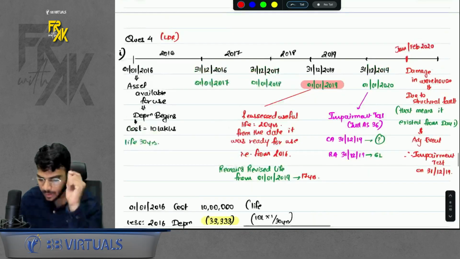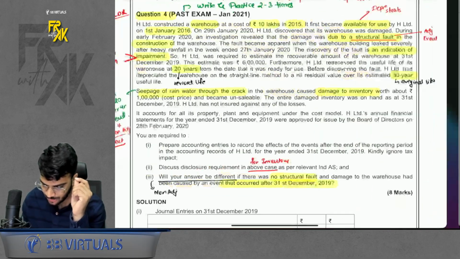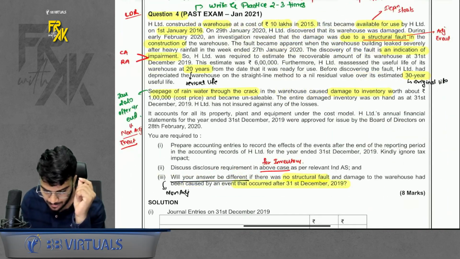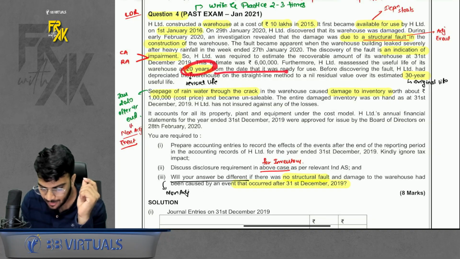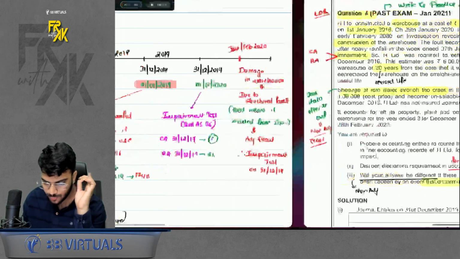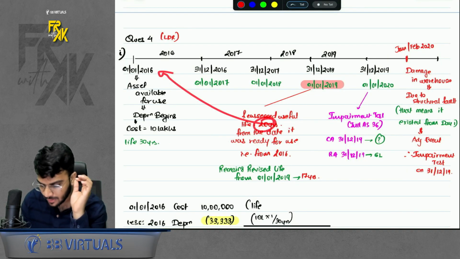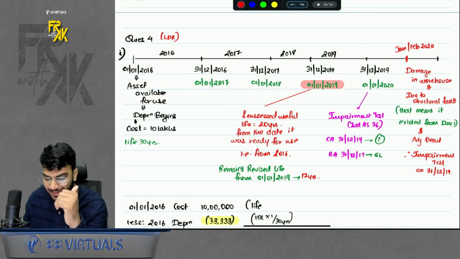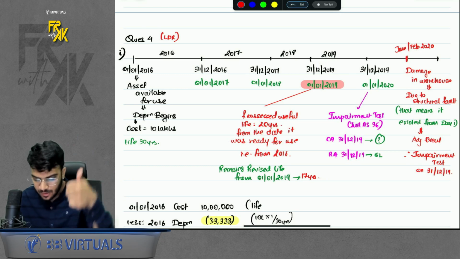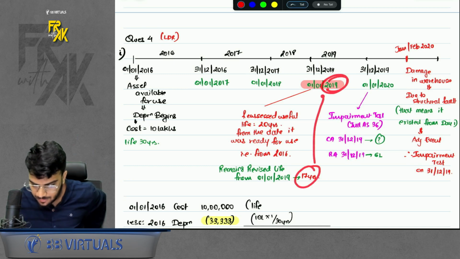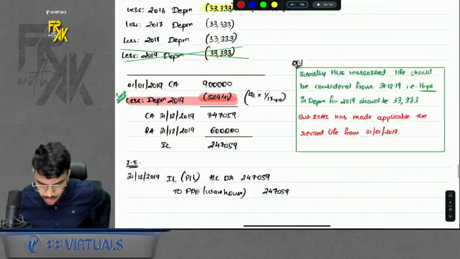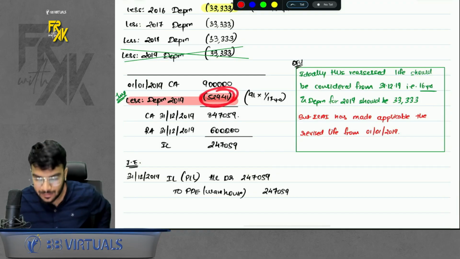Again, I'm repeating, the revised life, if you read the question, is given as 20 years, but 20 years is given from which date? From the date it was ready for use. So 20 years is given from 2016. We have to find the revised life from 2019. So if 20 years is from 2016, the revised life in terms of 2019 will be 17 years. You can calculate, you will get the same answer. So you get the revised depreciation of 2019.